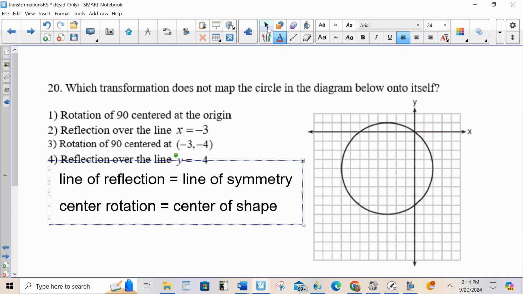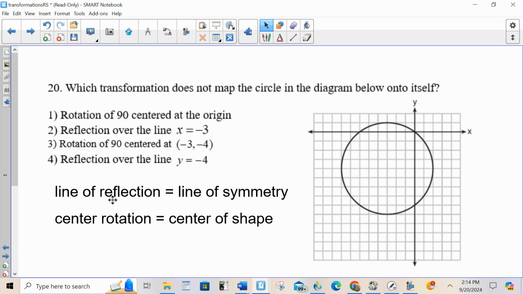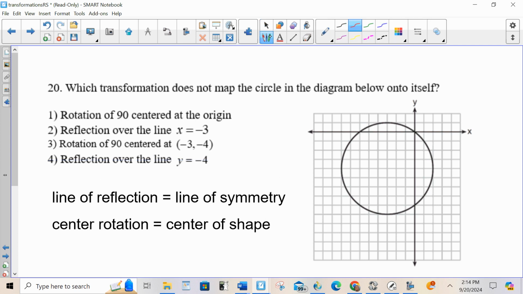So, the first choice is a rotation. For a rotation, the center of rotation must be at the center of the shape. Is the origin the center of the shape? No. So that will not map it onto itself. While we're talking about rotations, let's take a look at choice number 3. A rotation of 90 centered at -3, -4. Is that the center of the shape? Yes. Would 90 map it onto itself? With a circle, any degree measure will map it onto itself. That one looks good. Let's take a look at choices 2 and 4, the reflections.